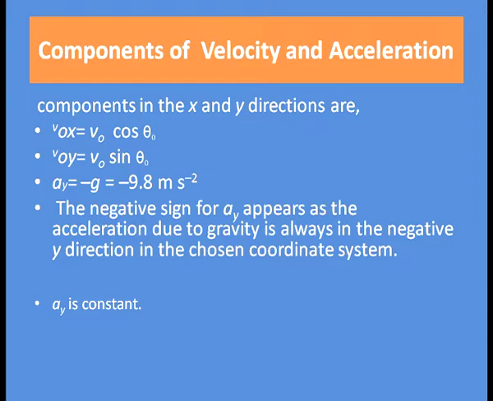meter per second square. Here this negative sign before g indicates that the acceleration due to gravity is always in the negative y direction, because the positive y direction is in the upward direction, and g, that is acceleration due to gravity, is always in the downward direction, hence the negative sign is given here. Ay is constant, that means acceleration due to gravity is constant.